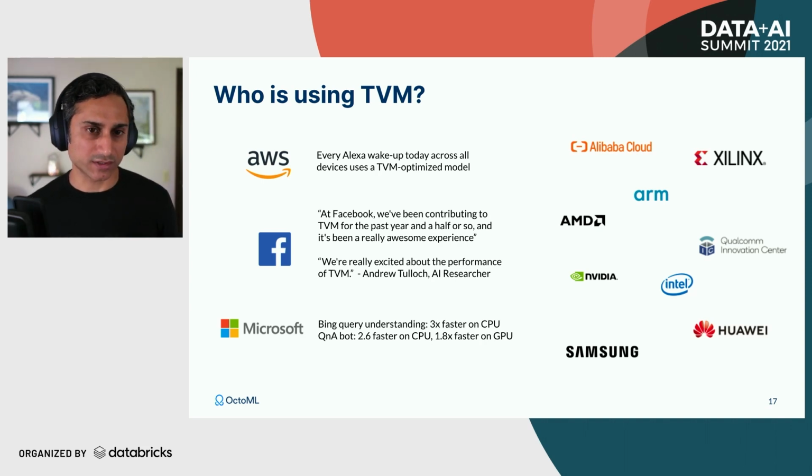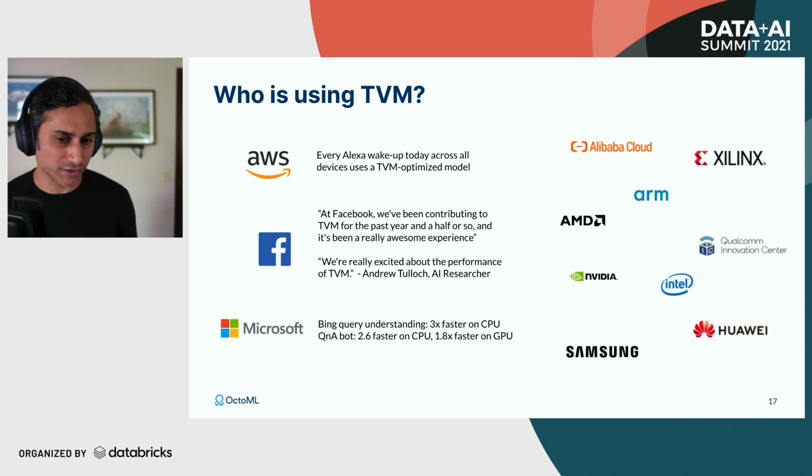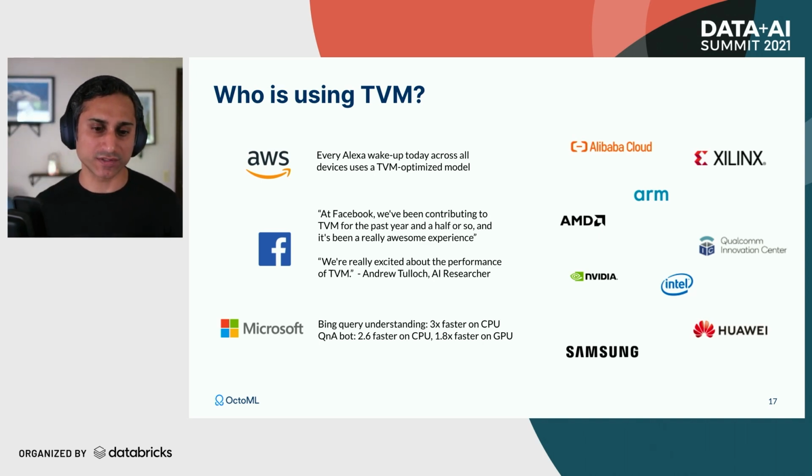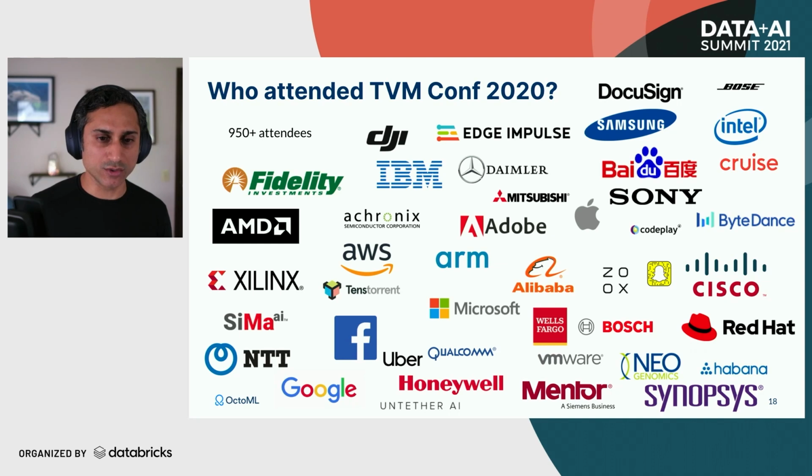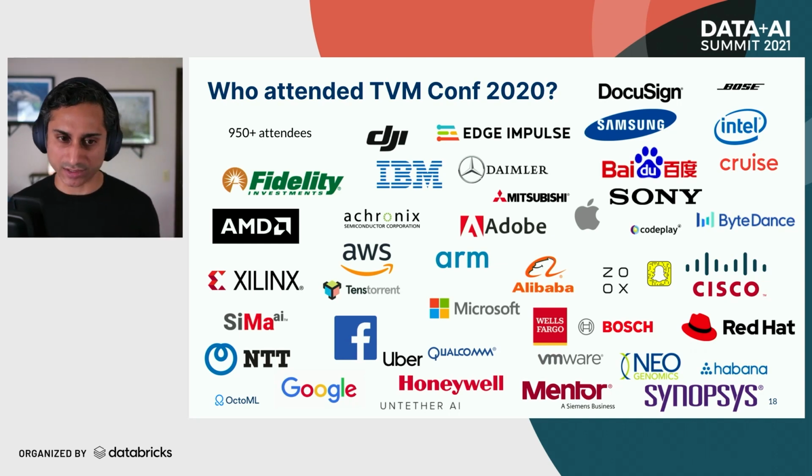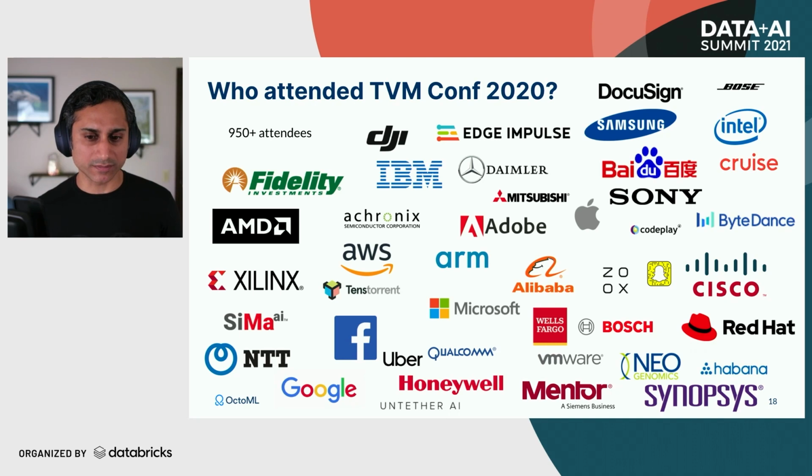And Microsoft is another really large commercial user of TVM for Bing query understanding, which is 3 times faster on CPU, and Q&A bot, which is 2.5 times faster on CPU. There's a few other companies on the right that are listed. Another interesting data point is who attended the TVM conference last year, and there were almost 1,000 attendees from a lot of prominent companies. So you can see that there's a lot of interest from really major corporations with TVM.